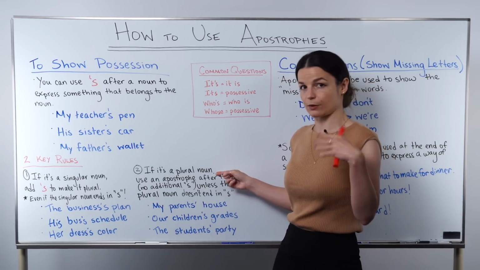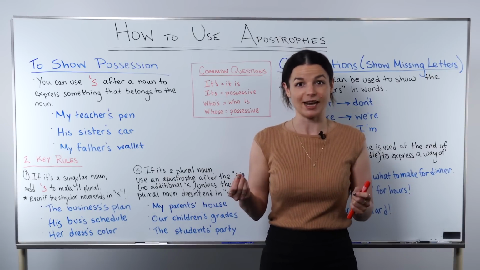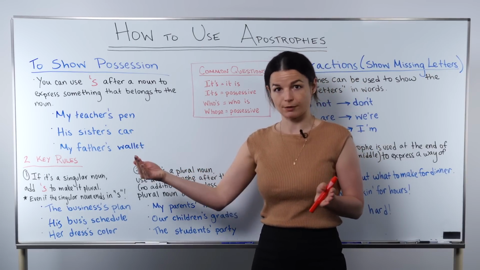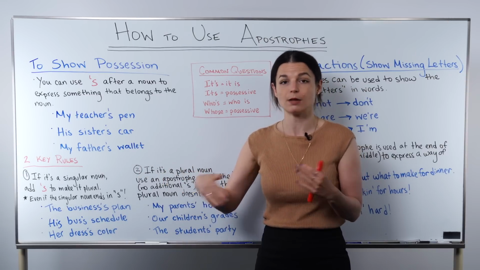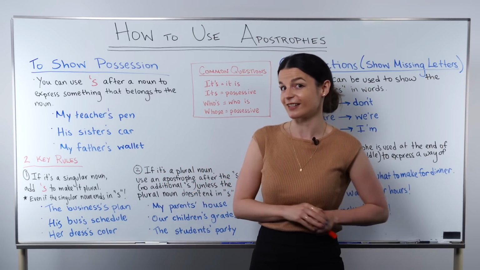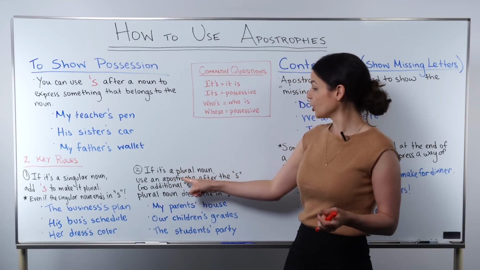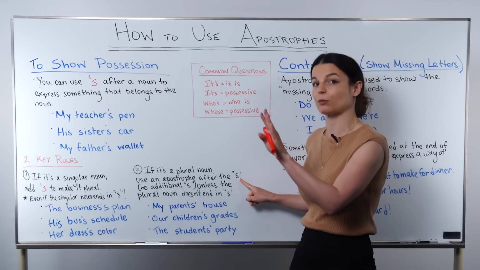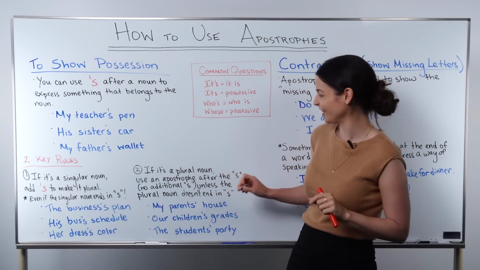So plural nouns, generally, when we create a plural noun, we simply add S to the end of the noun to make it plural, right? Like teacher becomes teachers, or sister becomes sisters, or father becomes fathers, right? More than one of something. We add an S to the end of it. So if it's a plural noun that follows this rule, just add an apostrophe after the S. You don't need to add apostrophe plus S, just one apostrophe. And it's done, it's finished, it's good.